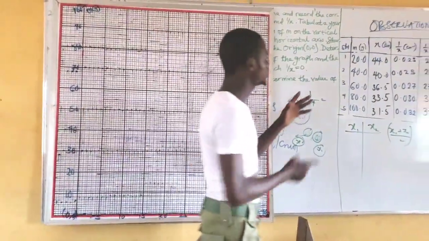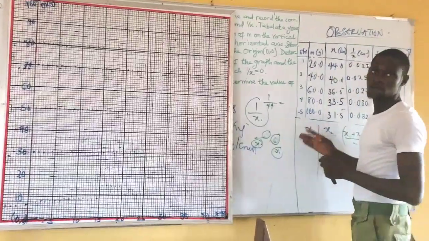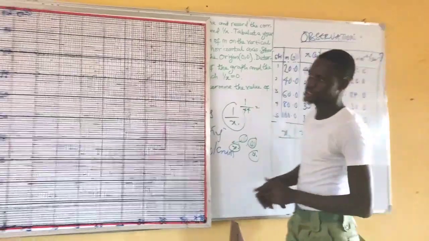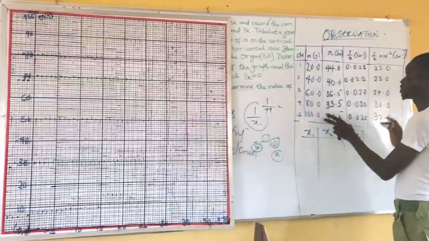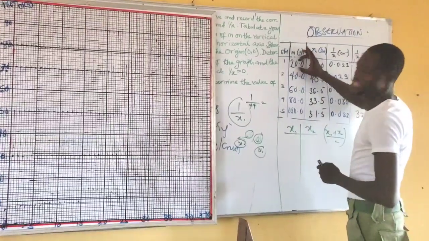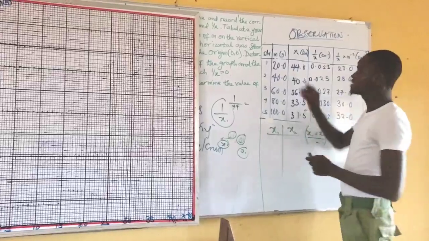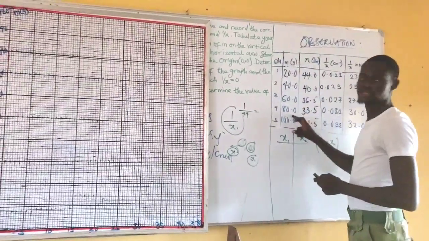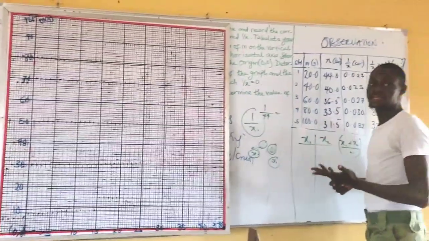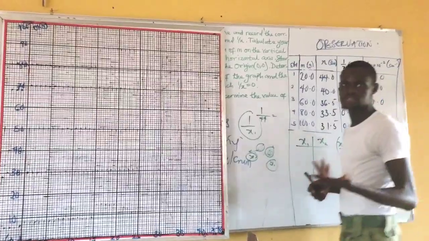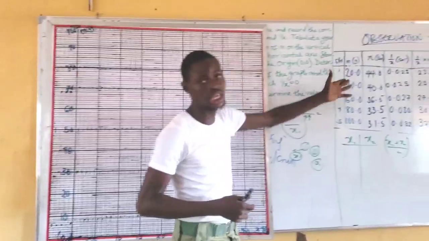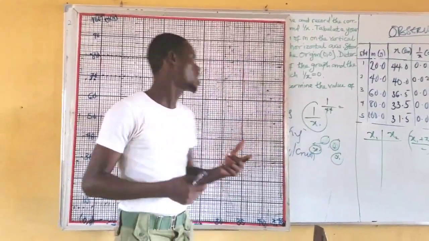Now, we have to plot the graph of n on the vertical axis and the graph of 1 over x on the horizontal axis. What kind of scale can we pick for this? If you want to pick your scale, you take a look at the lowest value and the highest value. From here, we have the lowest value as 20 and the highest as 100. Now, I can easily use 10 centimeters, 10 gram. Altogether, that means the difference between my scale should be 10 gram.